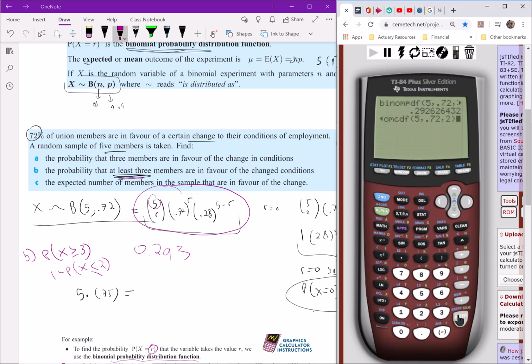And you're going to get this, right? And again, this is the probability that it's less than or equal to 2, which I don't want. I want the opposite of that. So I'm going to do 1 minus that, and that'll give me the probability that's greater than or equal to 3, which is 0.86.